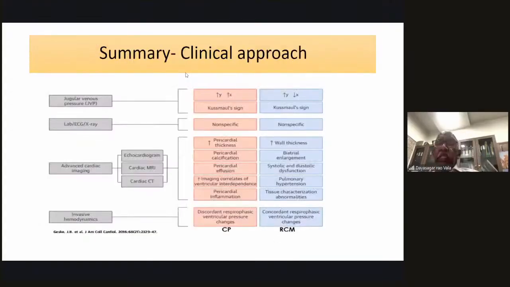So this is a summary of the clinical approach, wherein we need to integrate the clinical features with the laboratory data, including ECG and chest X-ray. And then, of course, advanced cardiac imaging using echocardiography, cardiac MRI and cardiac CT. And in very rare patients where it is difficult or conflicting data are there, you may have to resort to invasive hemodynamics, only to realize invasive hemodynamics also has a pitfall in the evaluation.